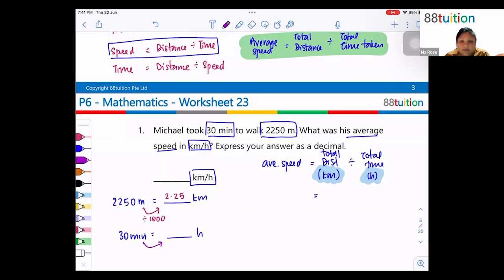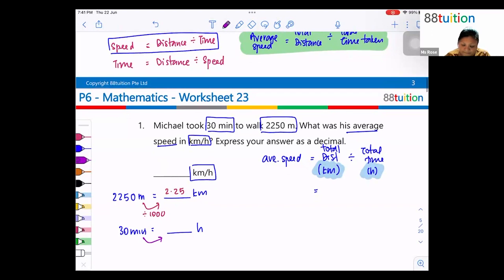Times 2. Why do I times 2? This is times 60. Very good. So I times 60 or divide by 60? Times 2 to get 60. Okay, never mind. So this is the same as divide by 60 to give me half an hour.